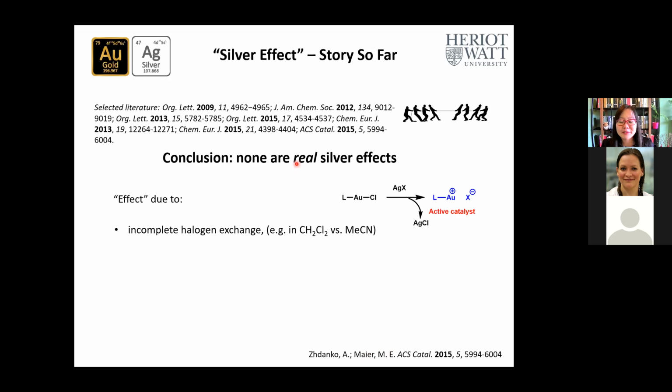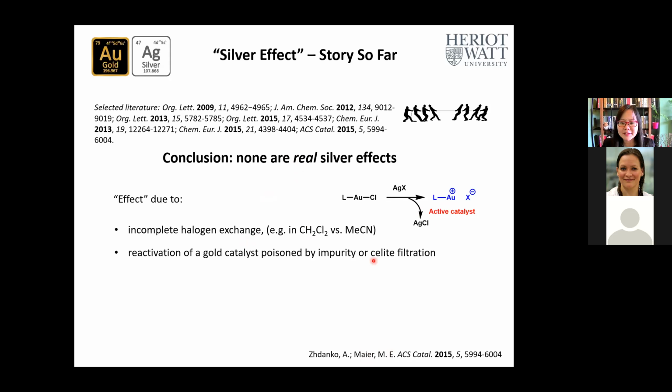The first reason is because of incomplete halogen exchange. So you need this to be complete for it to be comparable. But it depends on solvent. So if you use the wrong solvent, this is incomplete. That's why they saw rate differences.